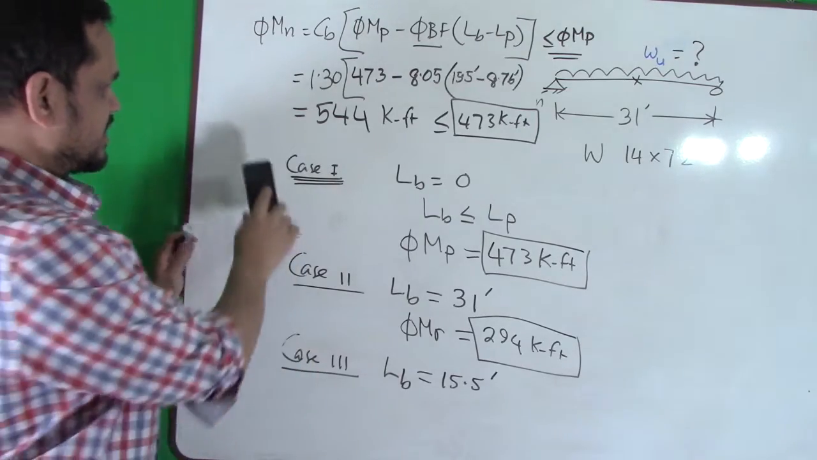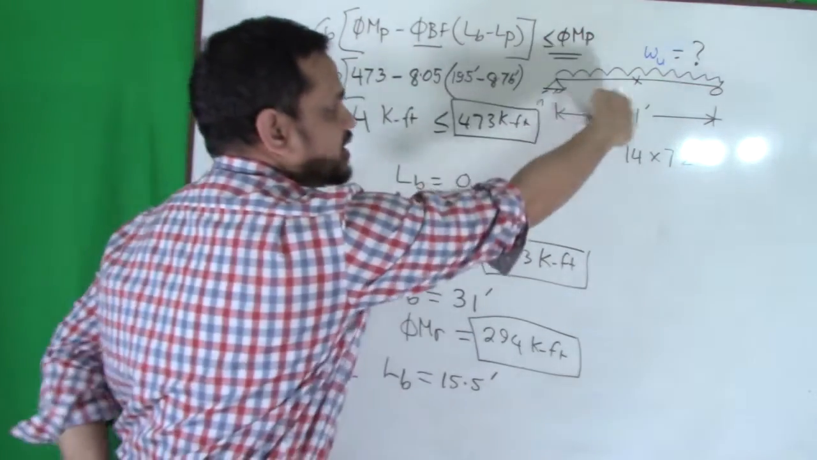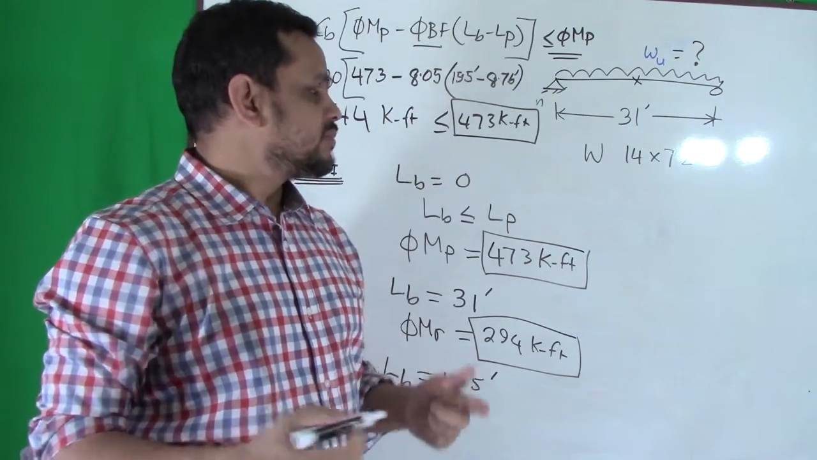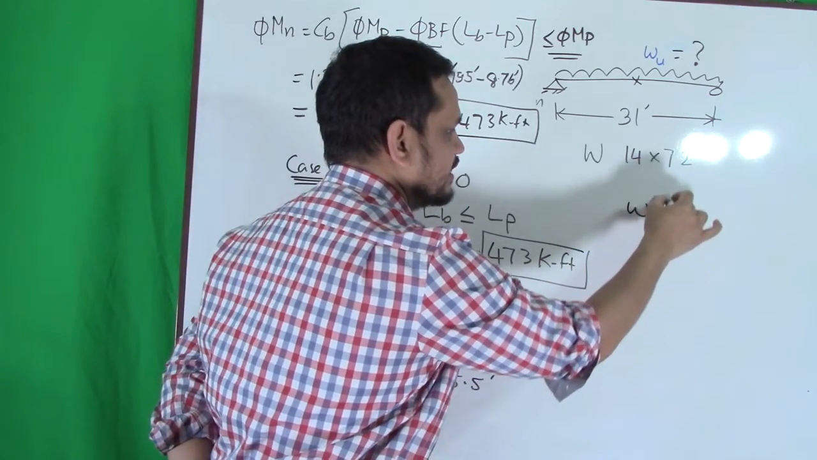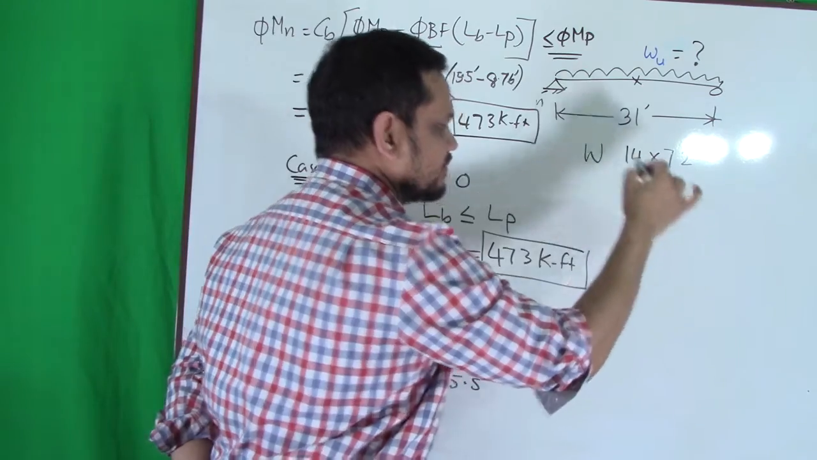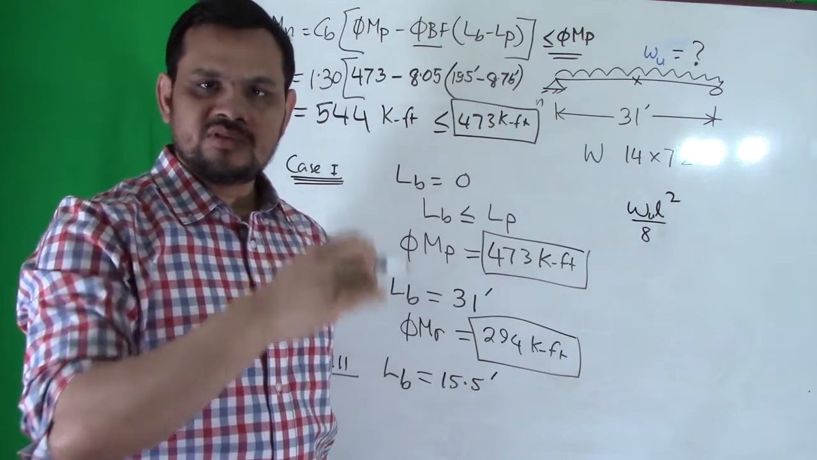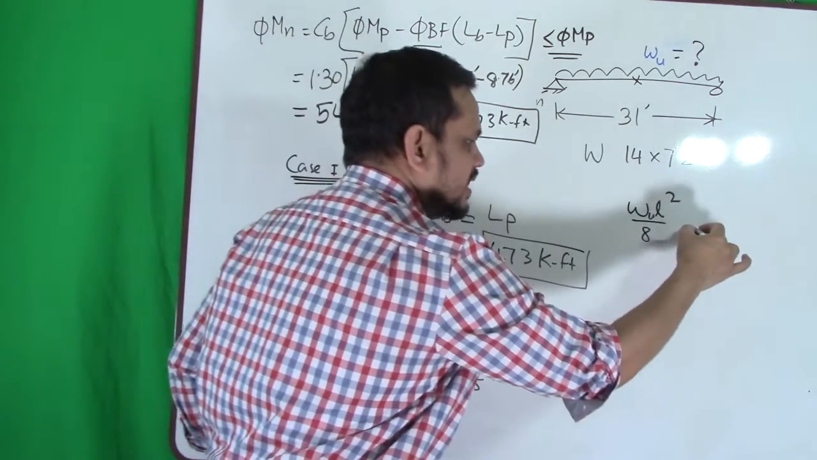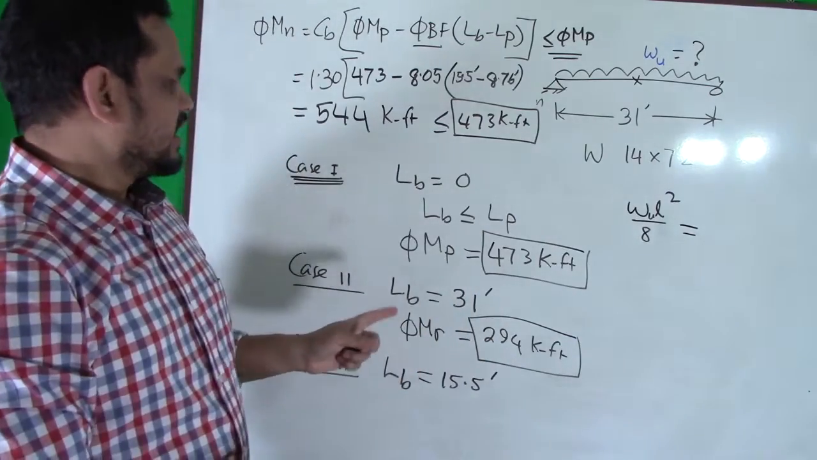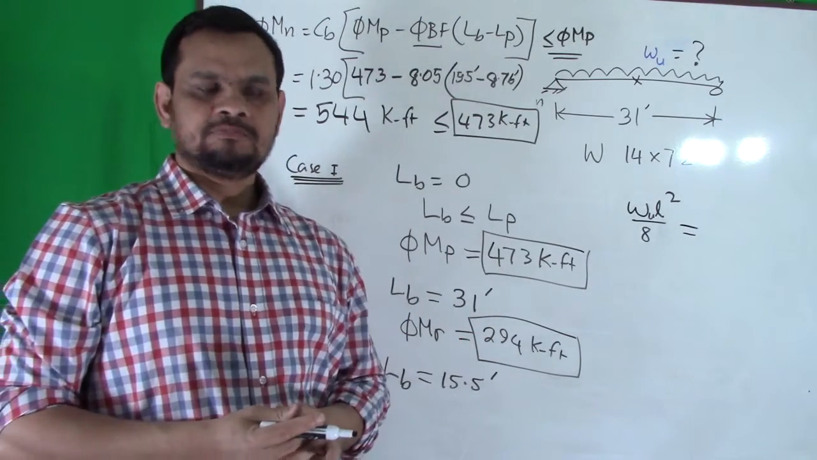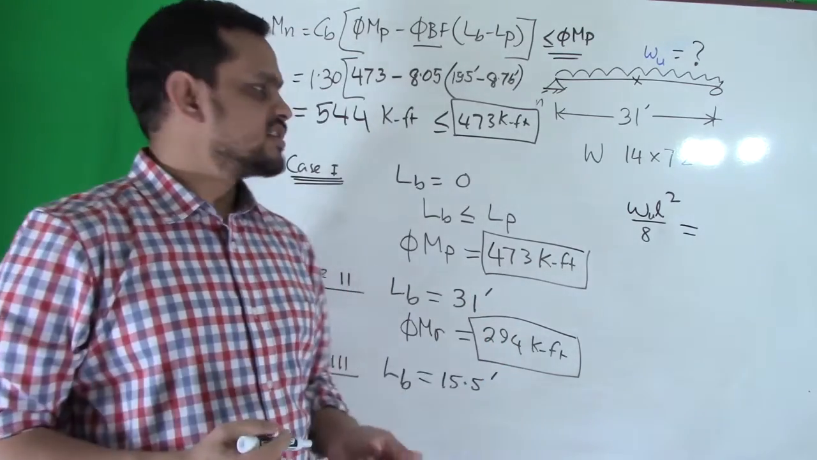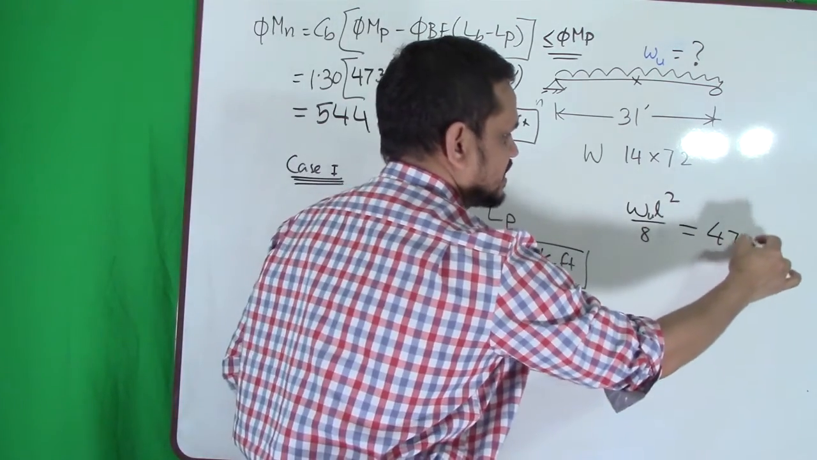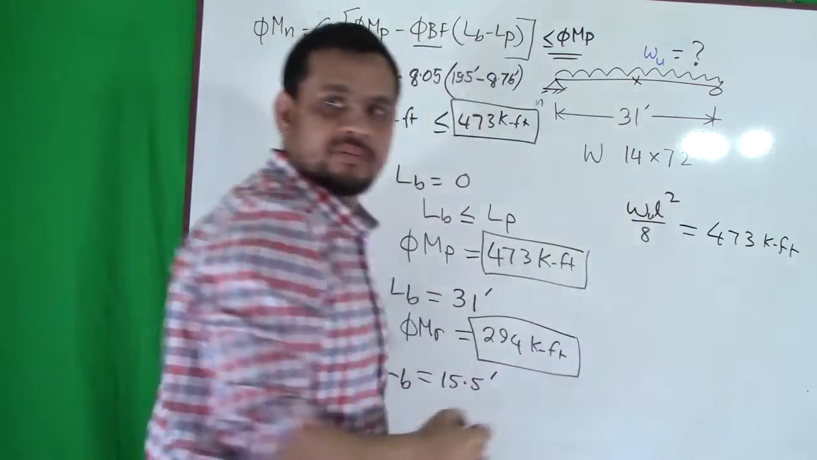Okay, let me make some space. So what is the maximum moment in this beam? We know that for a simply supported beam with uniformly distributed load, my maximum moment is W L squared by 8. So make it equal to your capacity. Say whatever your condition, say our condition is full lateral support. What was our capacity? 473 kip-feet.